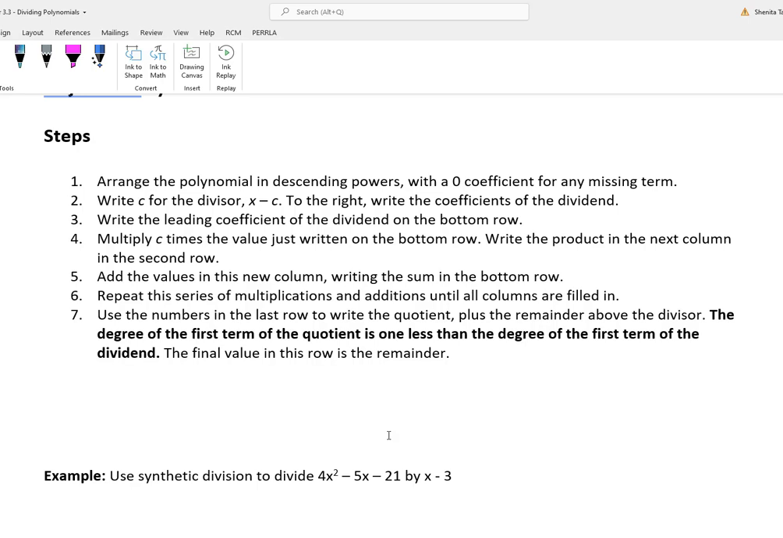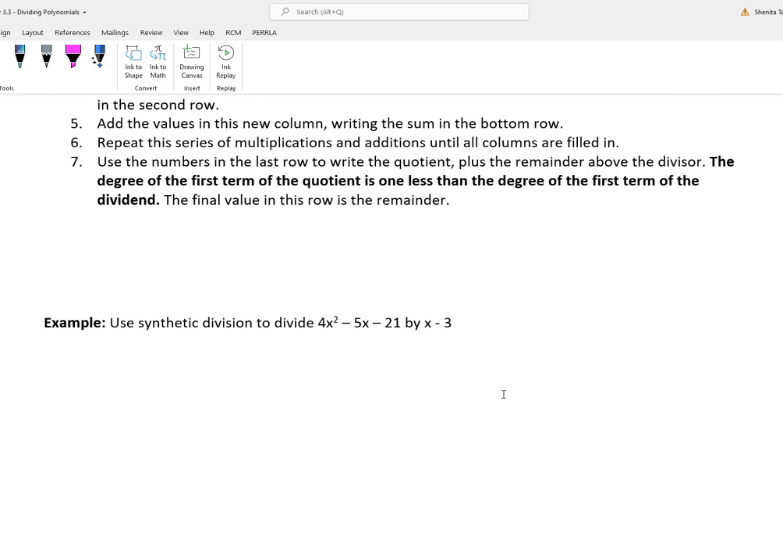Multiply c times the value just written on the bottom row. Write the product in the next column in the second row. Add the values in this new column, writing the sum in the bottom row. You're going to repeat this series of multiplication and addition until all the columns are filled in. Use the numbers in the last row to write the quotient plus the remainder above the divisor. The degree of the first term of the quotient is 1 less than the degree of the first term of the dividend. The final value in this row is the remainder.